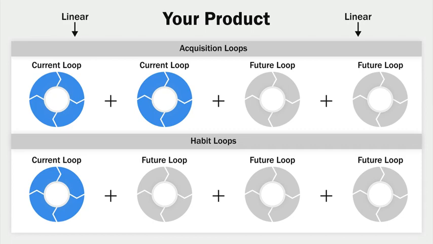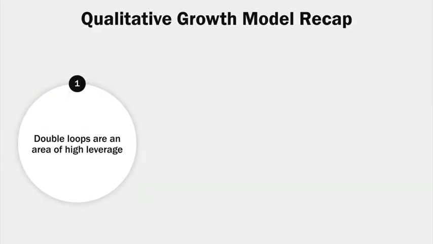So you can see here in the blue, we have our current acquisition loops as well as habit loops and linear activities, but we might also want to layer on, for communication reasons, around informing the team of where we want to grow: what are the future acquisition loops and the future habit loops that we want to build, so that we can build a full picture of how we're going to develop and evolve our growth strategy over time.